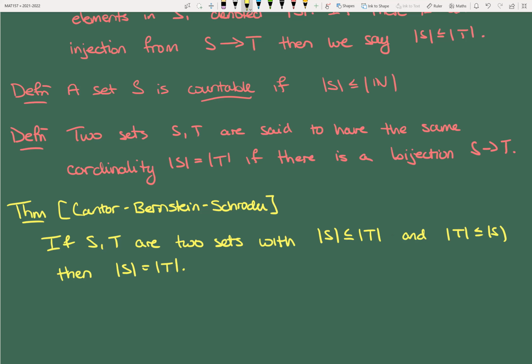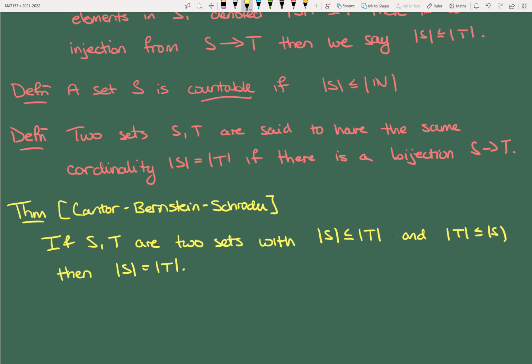But yeah, absolutely. If S is smaller than T, there's always an injection between them. So the power of Cantor-Bernstein-Schroder is if you can show that there is an injective map from S to T and an injective map from T to S, then they have to be the same cardinality. Exactly. You only need two injections to prove the existence of a bijection.